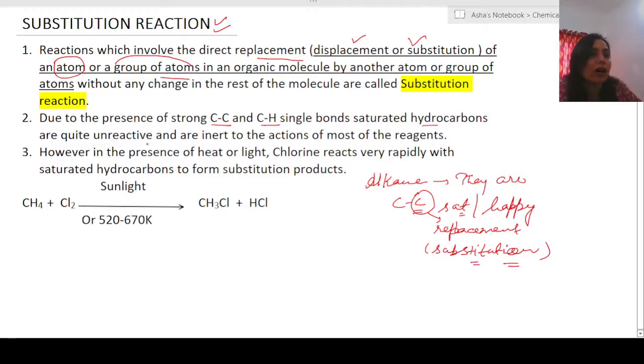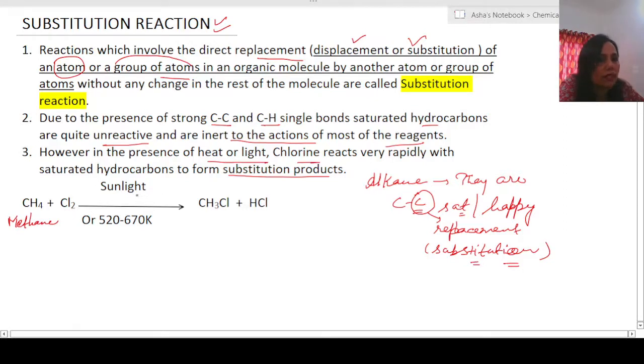Saturated hydrocarbons are unreactive and are inert to the actions of the reagents, but in the presence of high heat or light, chlorine reacts rapidly with the saturated hydrocarbon to form substitution products. Like here you see, CH4 is methane. So methane will react with Cl2 in presence of sunlight, and when the temperature is very high, it will change to CH3Cl plus HCl. For example, if you draw its structure, this is methane, a single C surrounded by 4 single bonds with H.